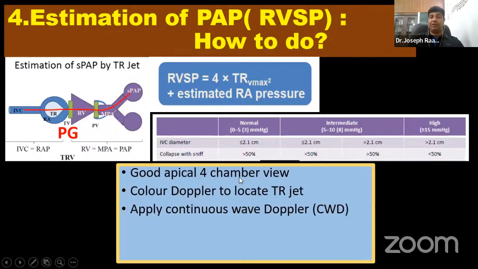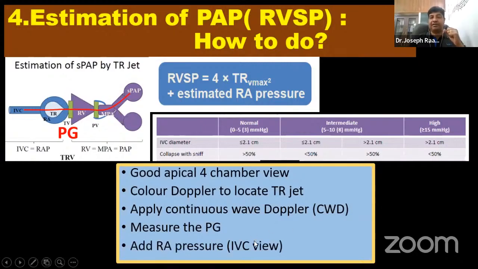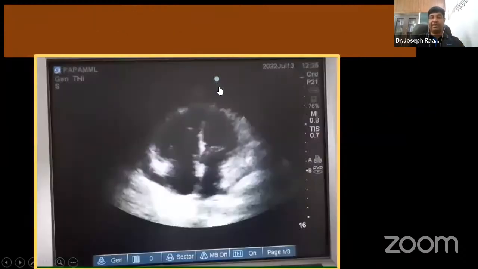Then you apply this continuous waveform. I told you last time that while analyzing the mitral inflow patterns, we were using the pulse wave Doppler. Here, whenever the velocity is very high, especially when it is passing through a valve where turbulent flow is formed, there you have to use your continuous wave Doppler. So use the continuous Doppler, then measure the pressure gradient, then add the RA pressure from the IVC view, so that you get your right ventricular systolic pressure.